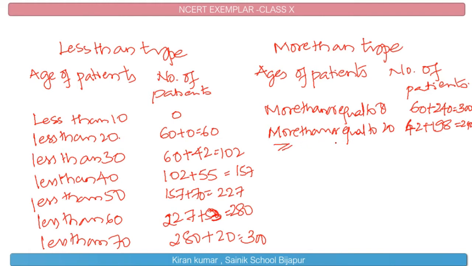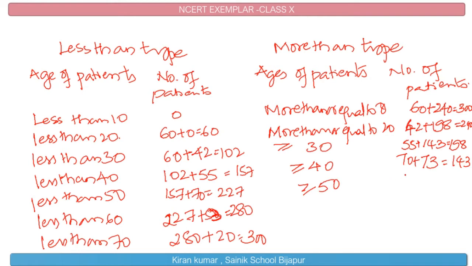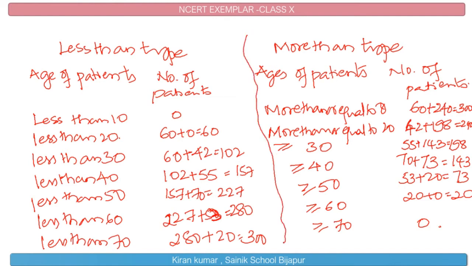More than or equal to 30, it is 55 added to 143, 198. More than or equal to 40, it is 70 added to 73, it's 143. More than or equal to 50, it is 53 added to 20, which is 73. More than or equal to 60, it is 20 added to 0, which is 20. More than or equal to 70, the number of patients are 0. This is how we'll make less than type and the more than type cumulative frequency table.